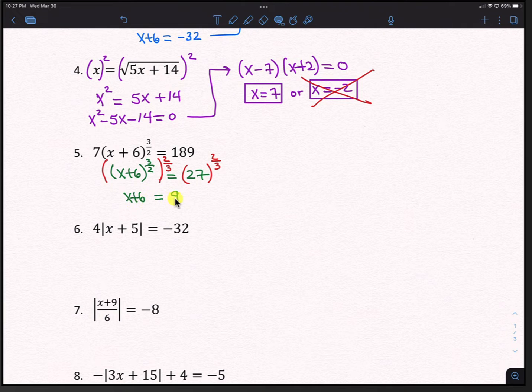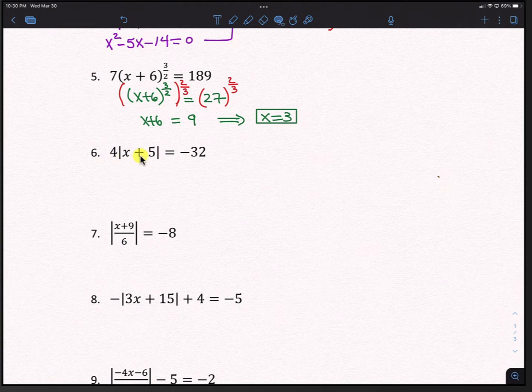So if x plus 6 is equal to 9, we'll just subtract 6 from both sides, and we get x is equal to 3. Now let's check to make sure it works. So plugging 3 in for x, that's 3 plus 6 is 9. 9 to the 3 halves, well, that's telling us to take the square root of 9. That'll be 3. Raise that to the 3rd power, that would be 27. Multiply 27 times 7, and that does equal 189. So x equals 3 is a valid solution.